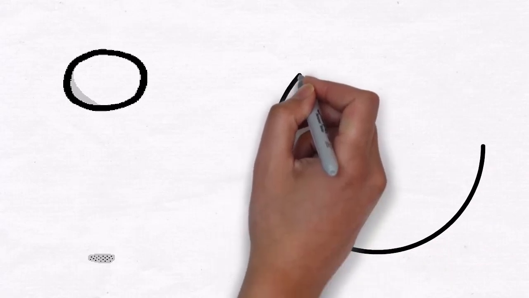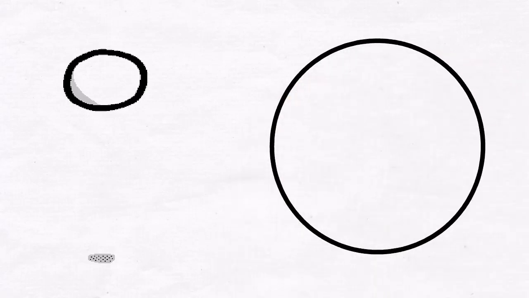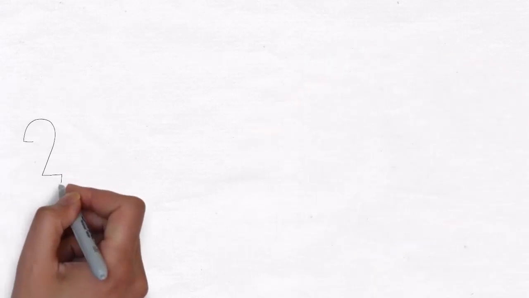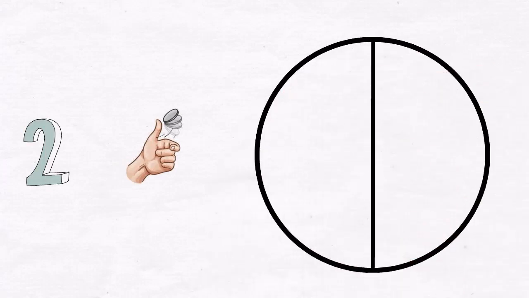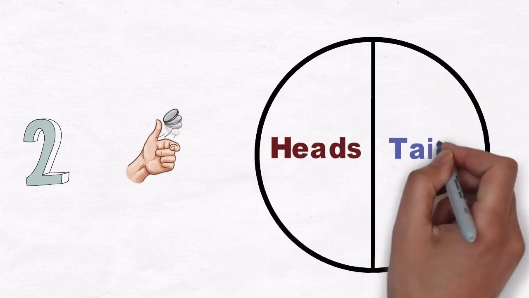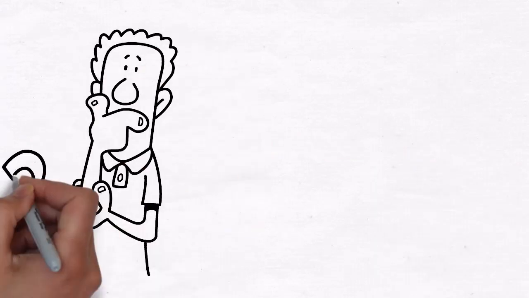We represent events using circles, like this one. In probability, we often deal with simple events that have only two possible outcomes. Let's say we're flipping a fair coin. We can represent the event of getting heads with one half of the circle and the event of getting tails with the other half. Now, how do we quantify the likelihood of an event occurring?